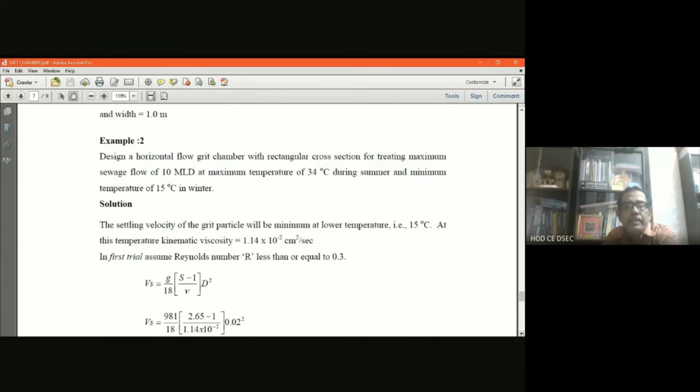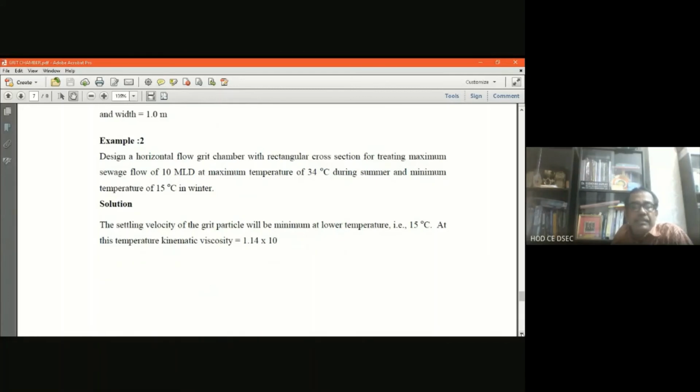Design a horizontal flow grit chamber with rectangular cross section for treating a maximum sewage flow of 10 million liter per day at a maximum temperature of 34 degrees centigrade during summer and a minimum temperature of 15 degrees centigrade. Very interesting problem. You see, the summer temperature is given, that is the maximum, and the winter temperature is given, that is the minimum, and the flow of the sewage is given, 10 million liter per day. So you have to design the tank. Nothing else is given, just temperature is given.